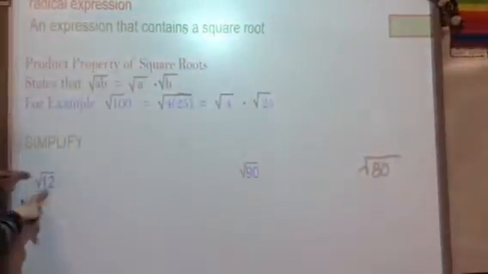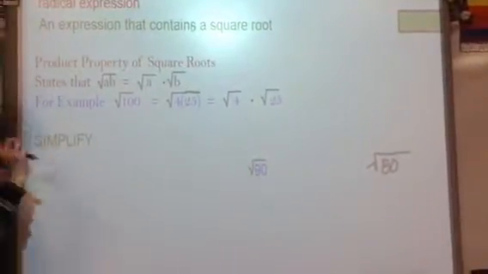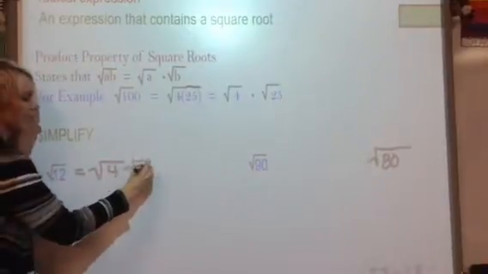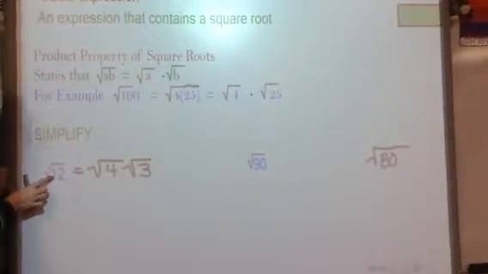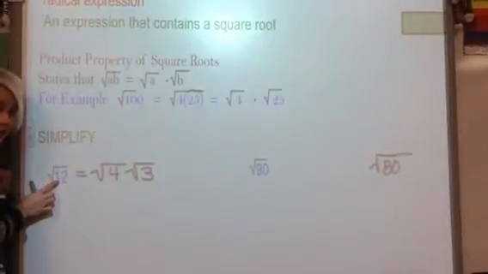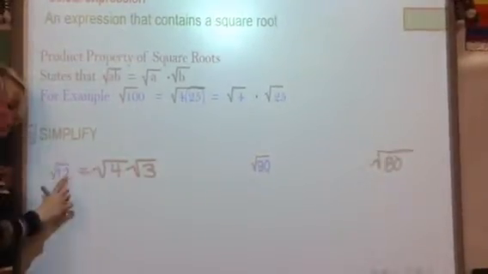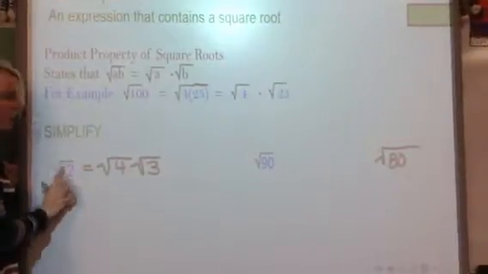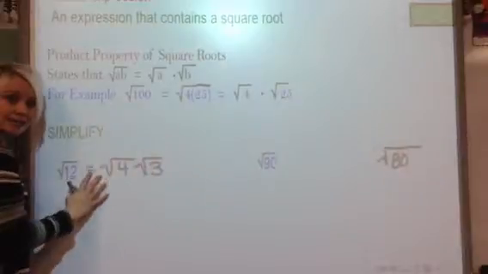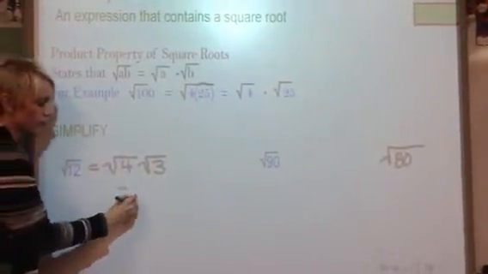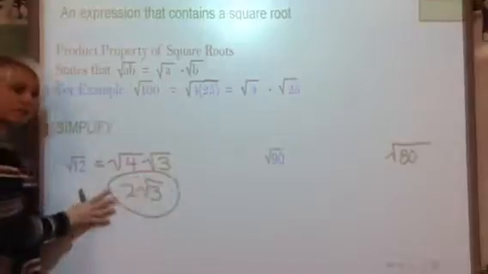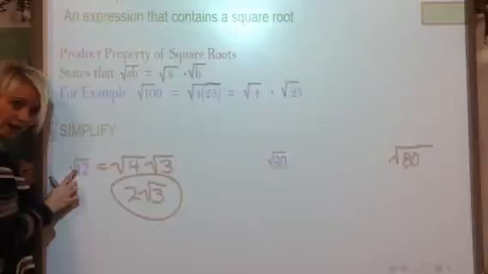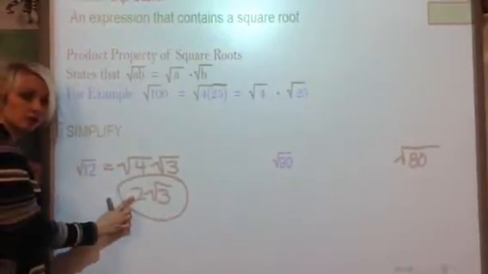For example, radical 12 is not a perfect square, but I can separate it into radical 4 and radical 3, because I can take the greatest perfect square factor and divide it out, which would be 4 in this case. And 4 times 3 makes 12. And so because I can separate it, I can simplify radical 4 into 2. So this is what we call the simplified form of radical 12. It's radical 4 times radical 3, which then simplifies to 2 radical 3.